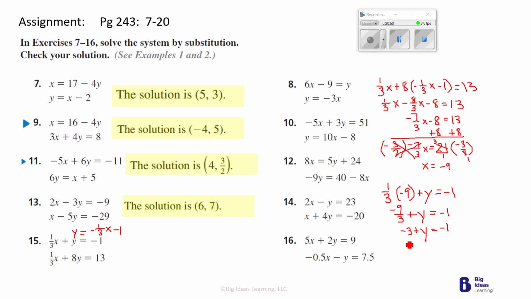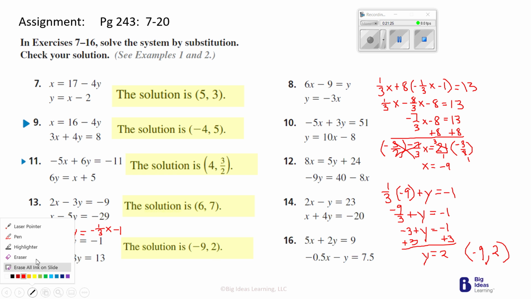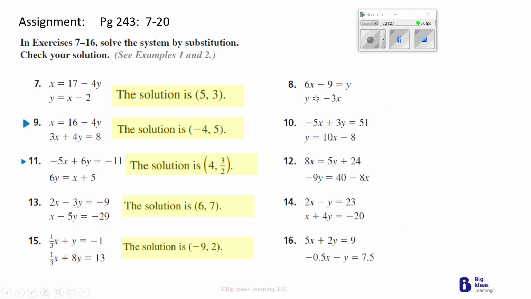And now I have to add 3 to both sides to isolate my variable. And 3 minus 1 is 2. So that means x is negative 9 and y is 2. Negative 9 and 2 are my answers. Okay, whew, those were rough ones there. You had 8 through 16. We're going to move on.